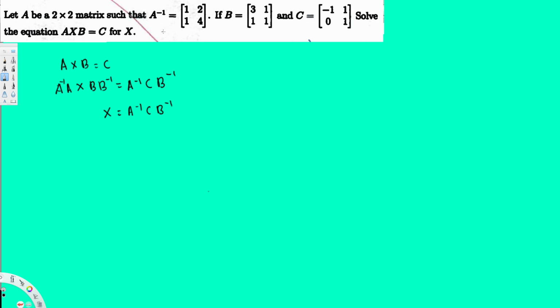So we have A inverse, that's provided. We don't have B inverse, but we have C. So we have to find the B inverse. To find the B inverse, I can use Gauss-Jordan. So let's see how we can find this.